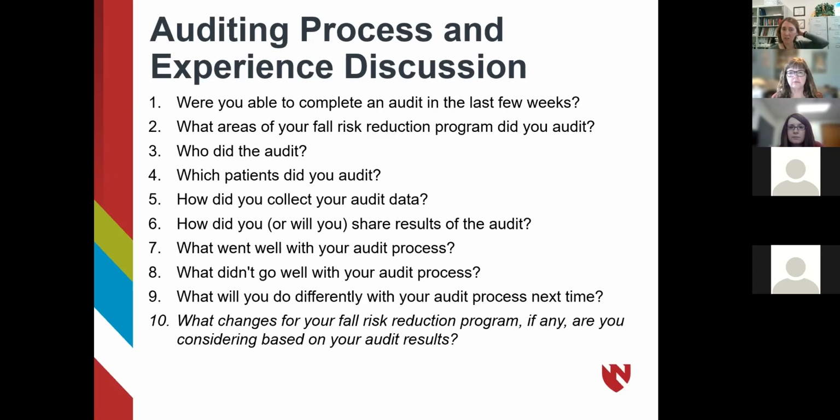And I would say that for the ones who chose patients regardless of risk, either all of them on a unit or a sample on a unit, there are universal fall risk reduction interventions that we should be using. So if you're really focused on the delivery of those universal interventions, that would make good sense to do all patients regardless if they've been identified at risk or not.